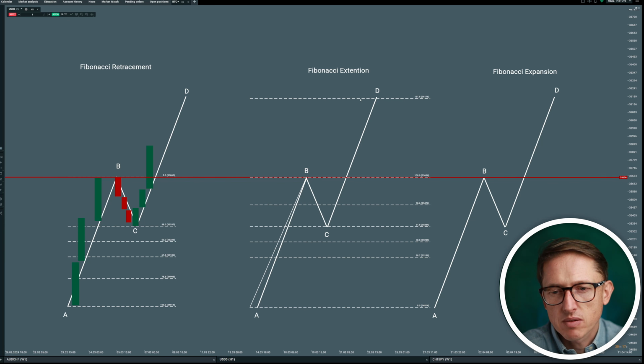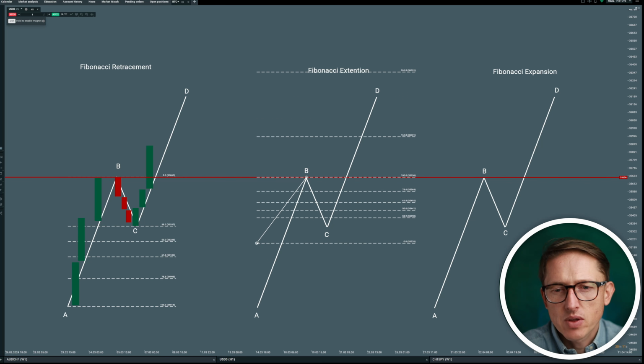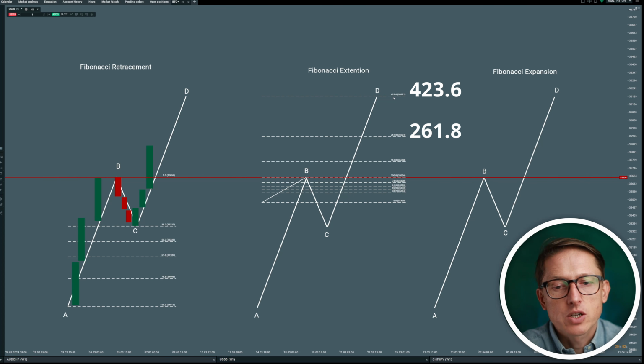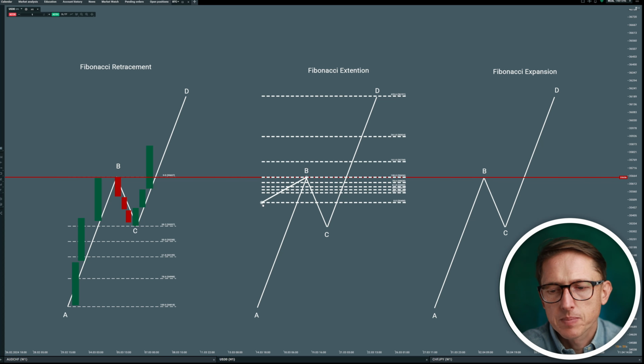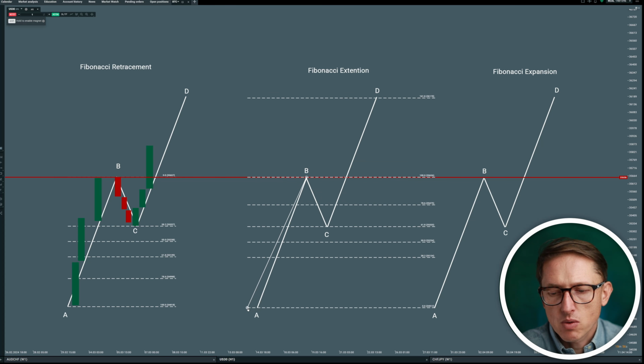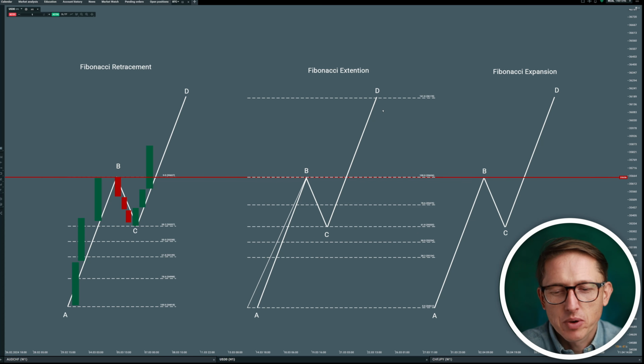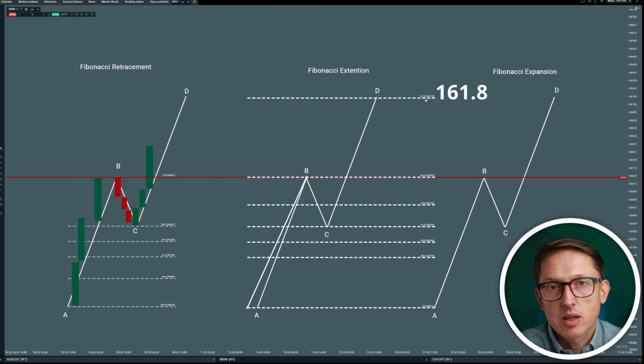So there is another level, which is 161.8. And there are other levels a little bit above. So let me shrink it for you to see, which are 261.8, 423.6. These are like the most popular levels. And for now, we are extending the initial impulse. And we can see that the market came to the point D, might come to the point D. In this case, it came to the point D. So we can target our movement until 161.8.